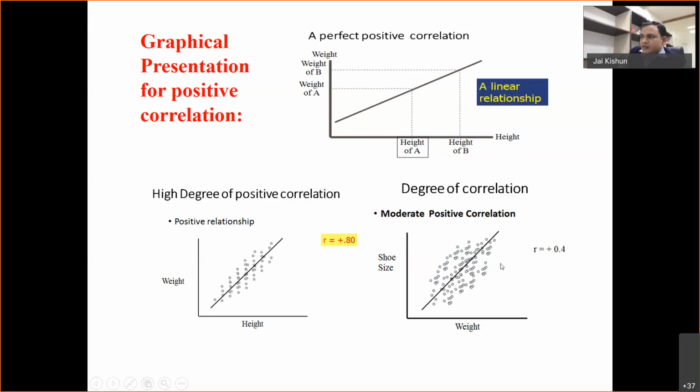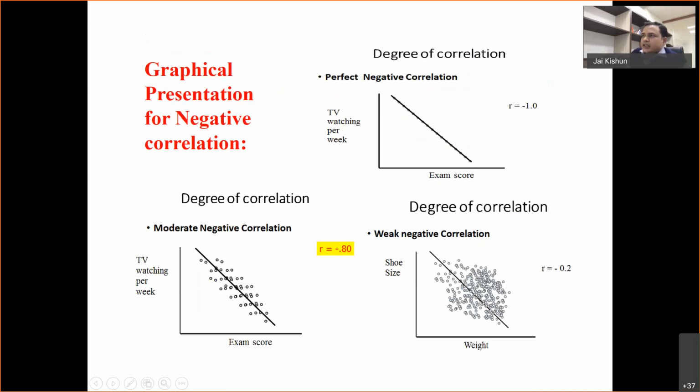And when it is more scattered, then this R will come as a small value. Similarly, in the negative case, if we get a figure like this, where all the points are coming on this line, this is -1. So this is perfect negative correlation.